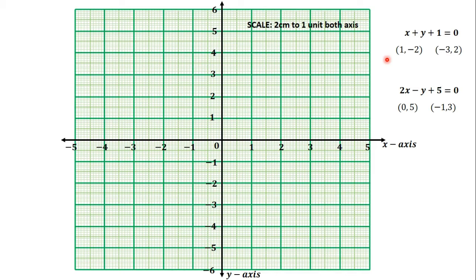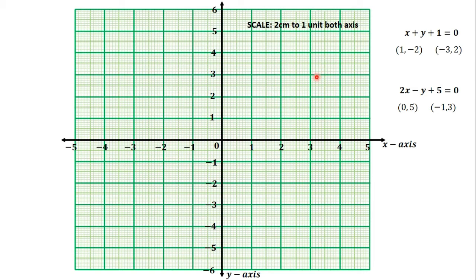Before you plot the points, you first have to choose a scale for the graph. So you check the points that you are going to plot very carefully, and then you choose a scale such that you can plot all the points on the graph. With the points that I'm having, if I choose a scale of 2 centimeters to 1 unit on both axes, I'll be able to plot all of them. So on the x-axis, I chose a scale of 2 centimeters to 1 unit, and then on the y-axis also, I chose a scale of 2 centimeters to 1 unit.